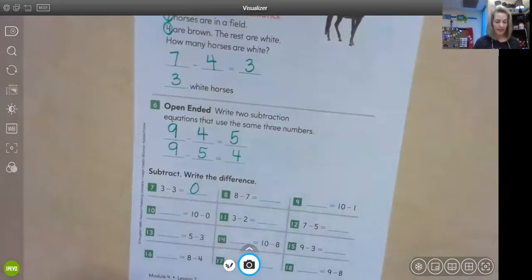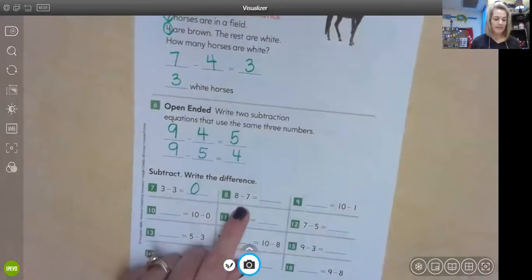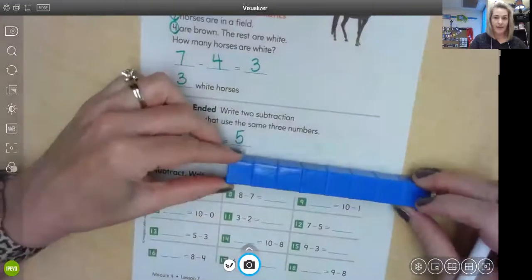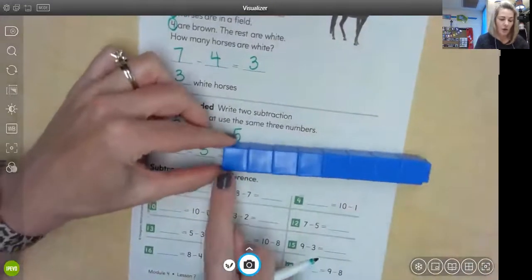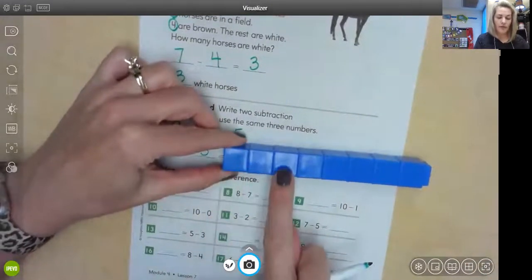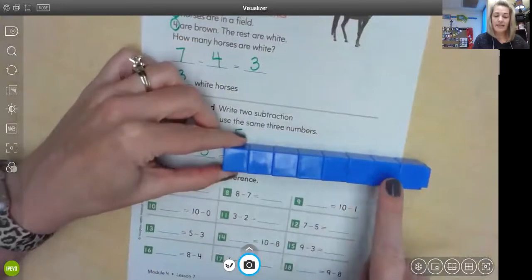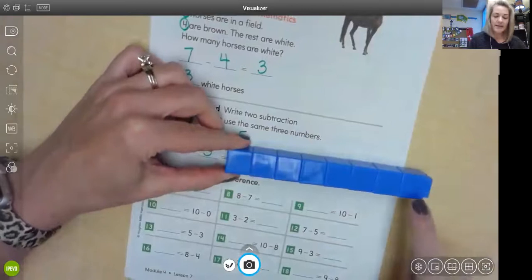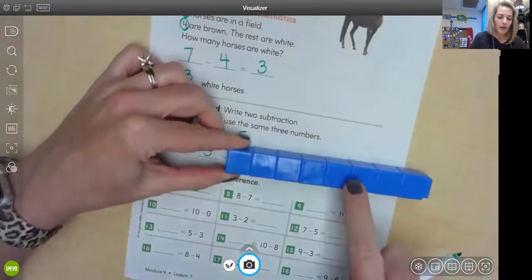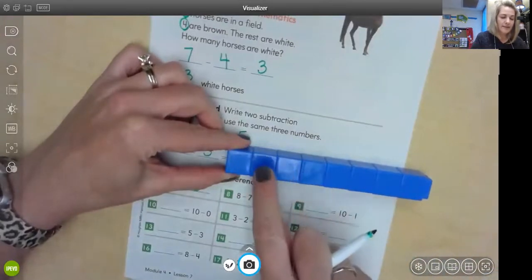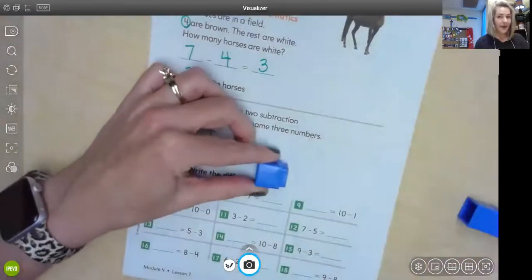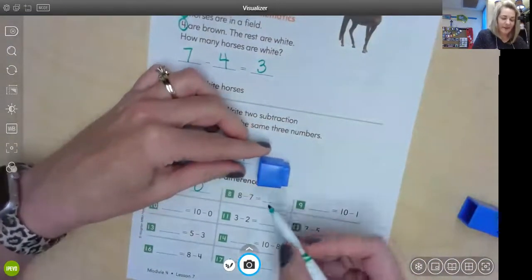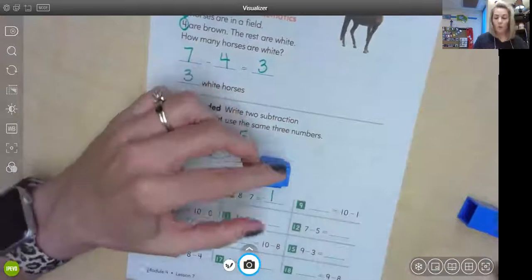Another model that I could use are cubes. This one is 8 minus 7. Okay, so I think I have 8 cubes. Let me check. 1, 2, 3, 4, 5, 6, 7, 8. Yes, I do. Okay, so now I'm going to take away 7. 1, 2, 3, 4, 5, 6, 7. How many do I have left? 1. Very good. So this is going to be our answer 1.